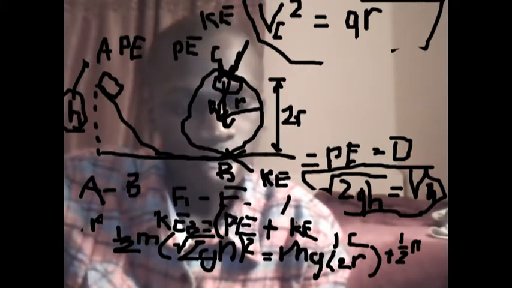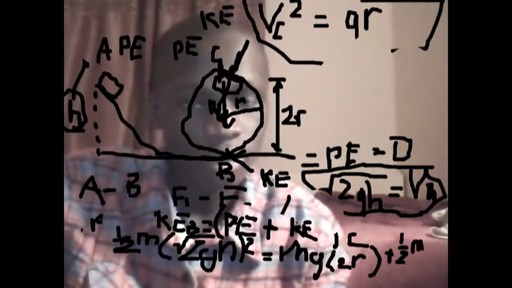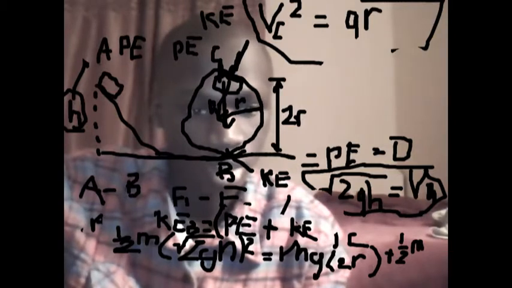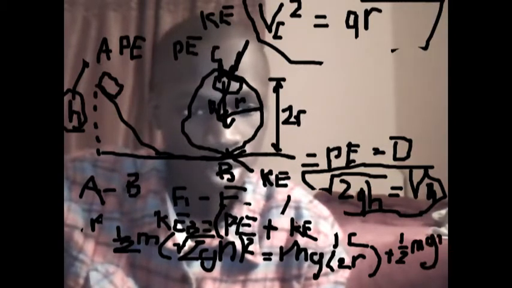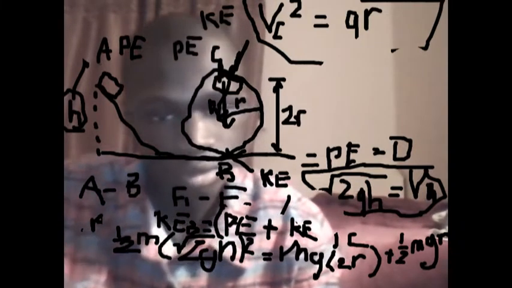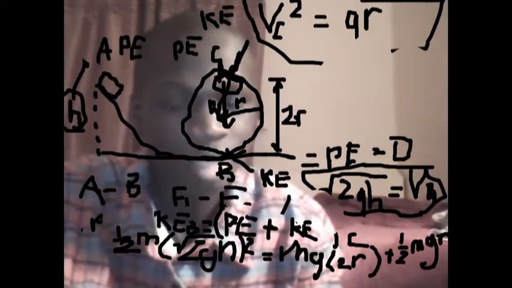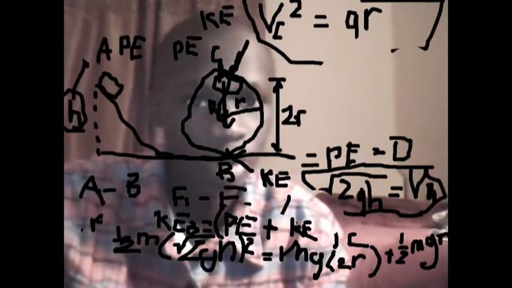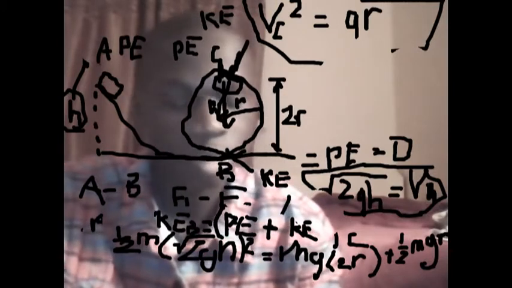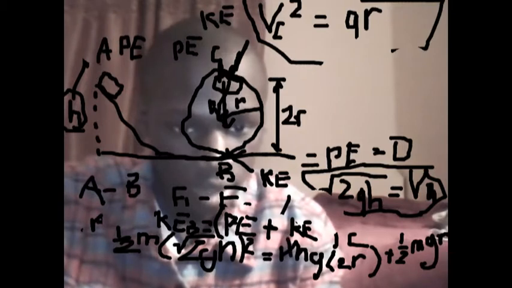So we just do mg, the height, which is 2r, plus the kinetic energy, which is 1/2 mass times the velocity at point C, which is the velocity squared at point C is just gr. So we could just write gr here. Because we know that kinetic energy is the same as 1/2 mass times velocity squared. So we already know that the velocity squared is gr. So we could just plug in 1/2 mass times gr. So we cancel the masses out.